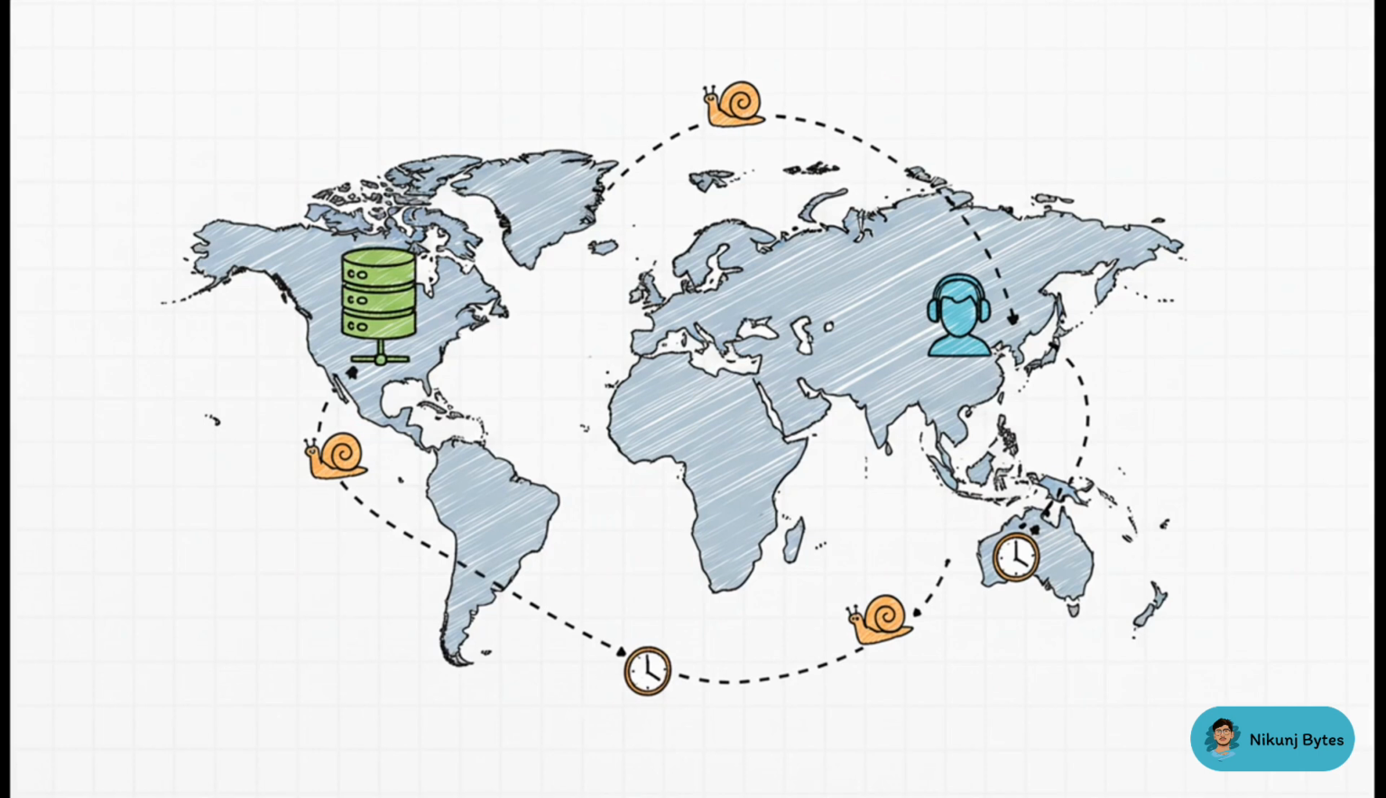Our system is now incredibly powerful and super well organized. But we've got one last big problem to solve: speed. Let's say all of our servers are physically located in the US. Well, for a user in India, their request literally has to travel halfway around the world and back again. That delay, what we call latency, makes the whole app feel sluggish and slow.